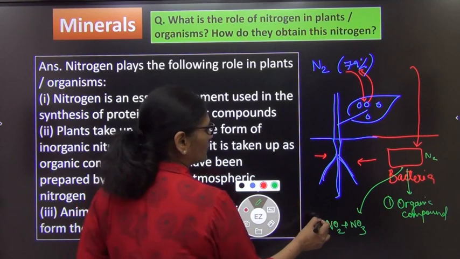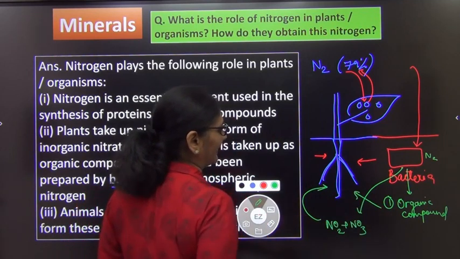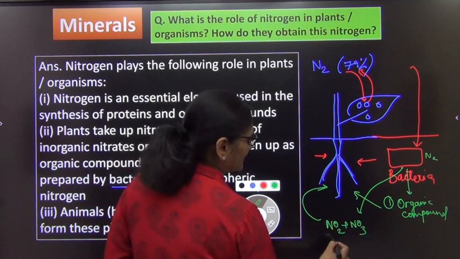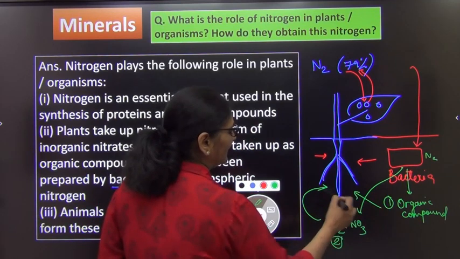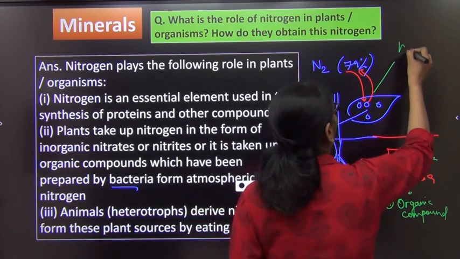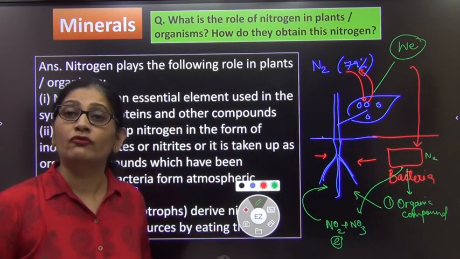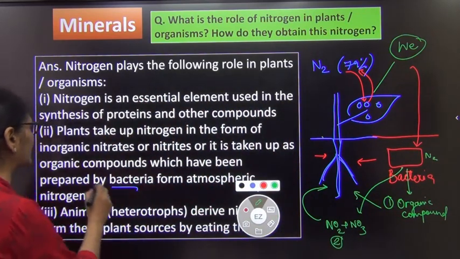Now plants के साथ क्या है? They can take in nitrogen in the form of nitrites and nitrates, or they can take it in the form of organic compound. So this is the second form in which bacteria convert it, then the plants take it, and then when we eat plants, we get the nitrogen. So this is how the nitrogen enters into the food chain or the ecosystem. So this is what is written here.